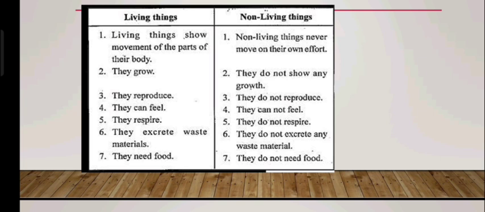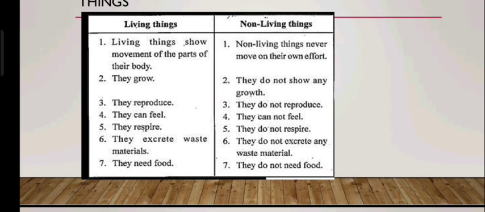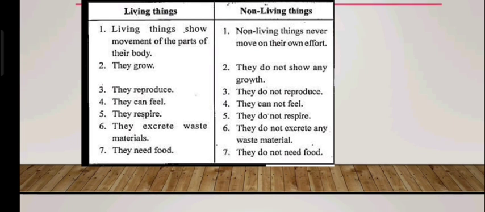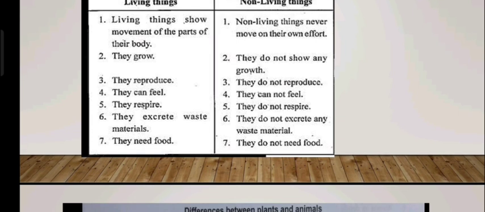Okay, the next one is living things grow. Yes, living things will grow due to cell division. Cells are the building blocks of life, so if cell division is happening, it means growth is also happening. Coming to non-living things, they will not show any growth because there is no cellular structure in non-living things. That's why there is no division of cells.